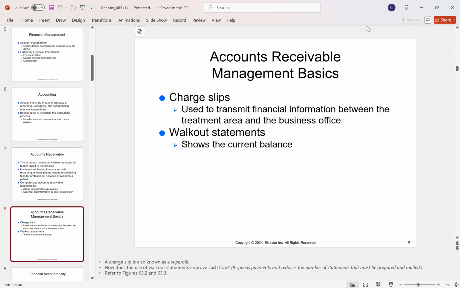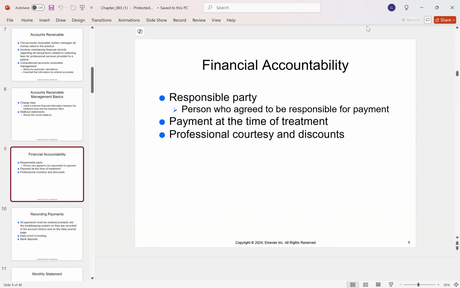So some of the basics with accounts receivable are going to be, we're going to use charge slips. These are used to transmit financial information between the treatment area and the business office, and then also walkout statements just showing the current balance for the patient. Financial accountability, this is going to be the responsible party. This is the person who has agreed to be responsible for the payment. Payment at the time of treatment.